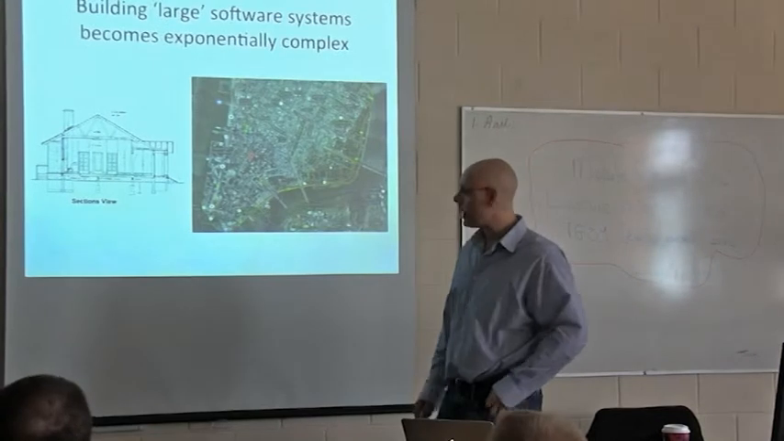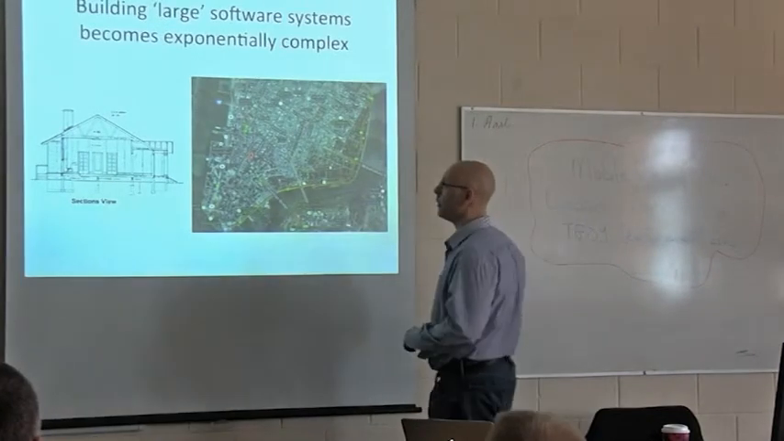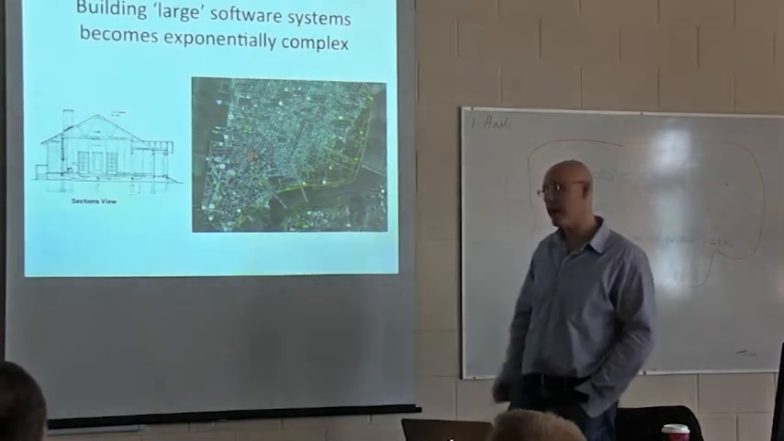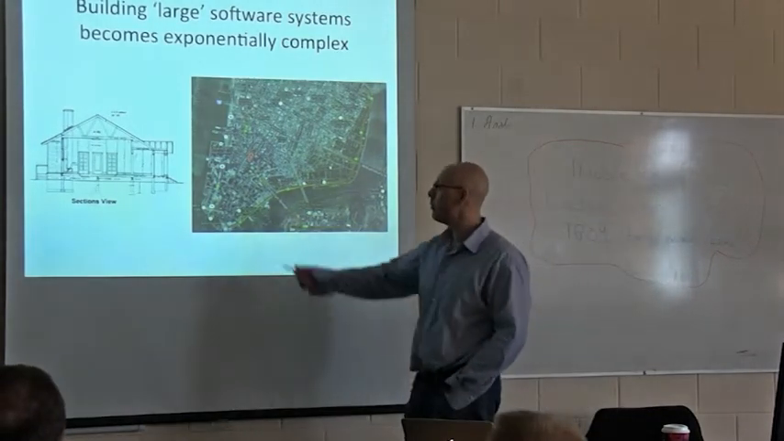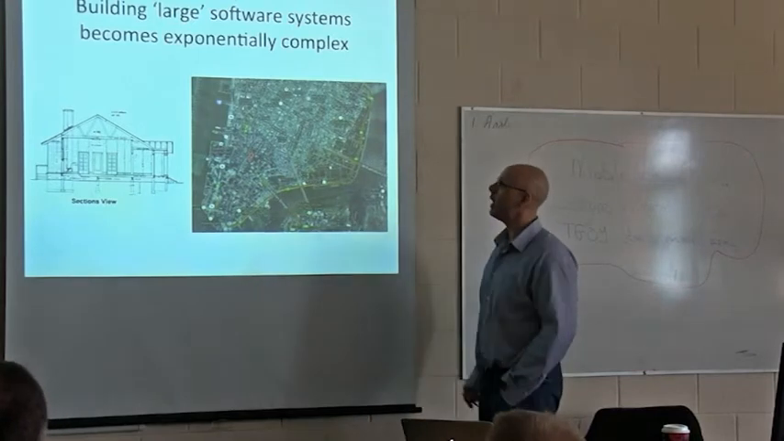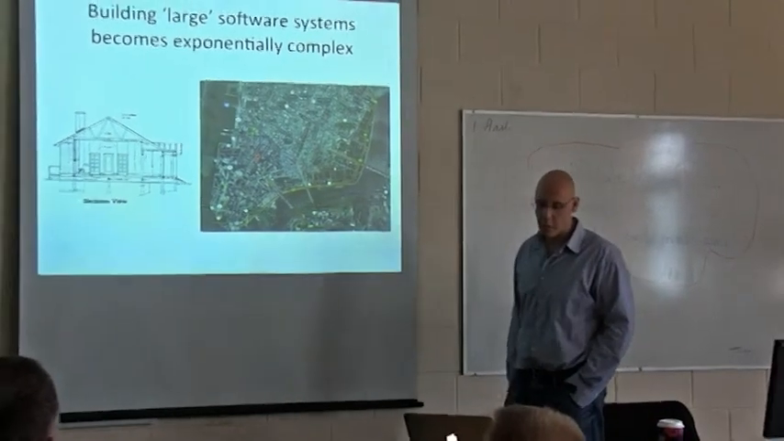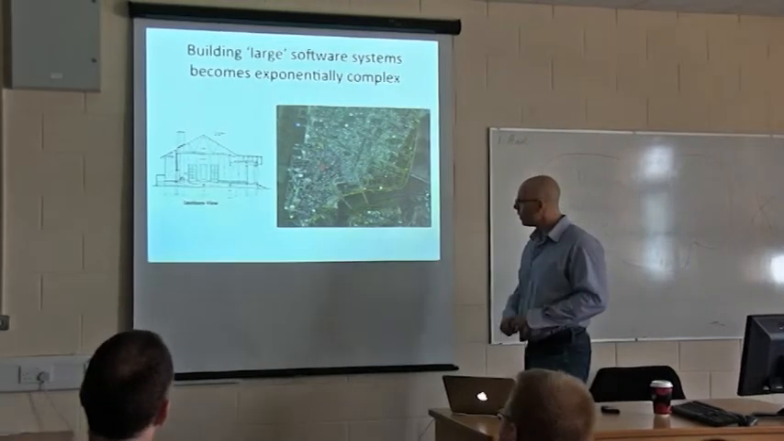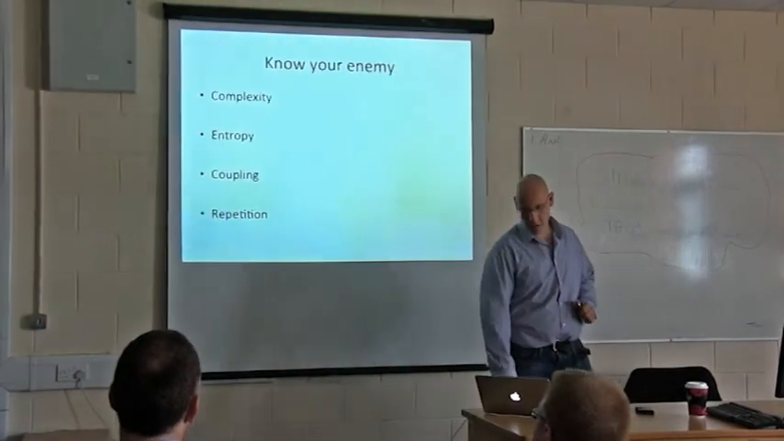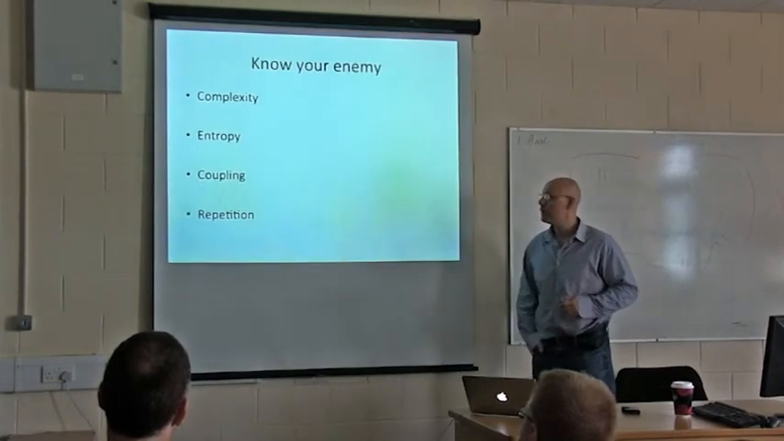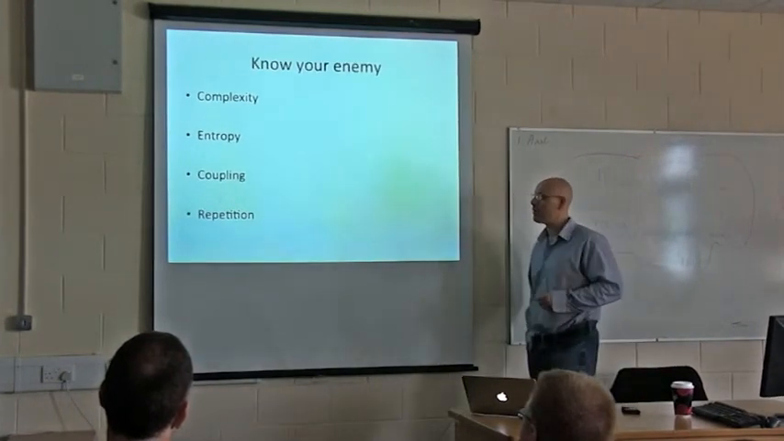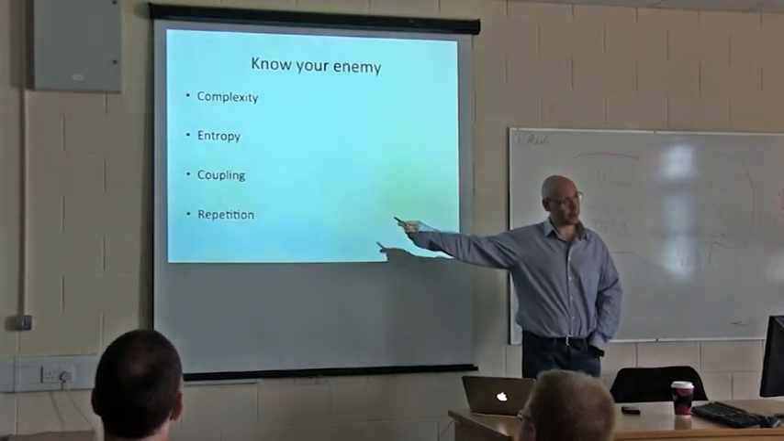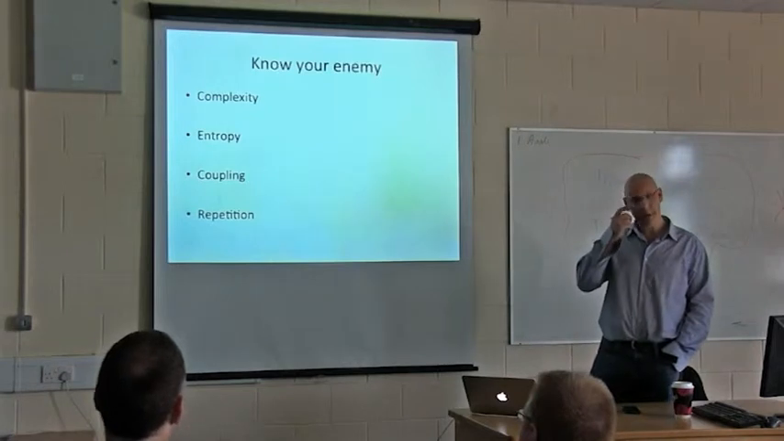So if you liken it to building a house, that is complex enough. If anyone's ever built their own house or even thought about building their own house, it's a complex process. Building a city, things get exponentially complex, and I think it's similar to that. Some of the forces we have to contend with in software are complexity, and entropy, coupling and repetition. Entropy is the killer. Entropy will always get you, right? Unless you actively fight against it.